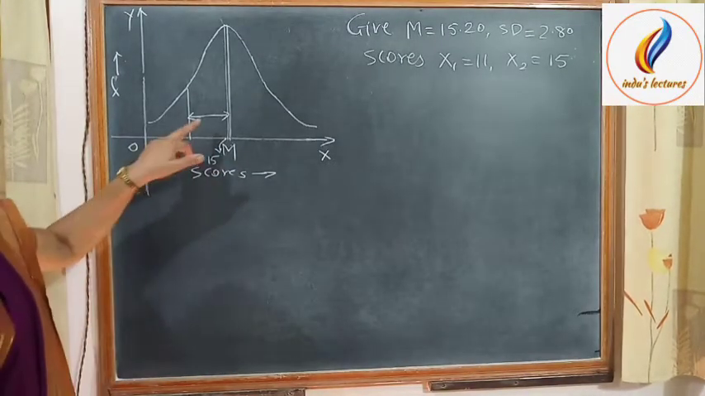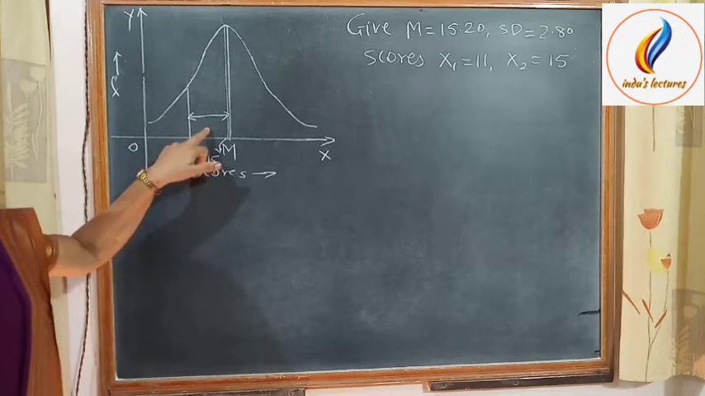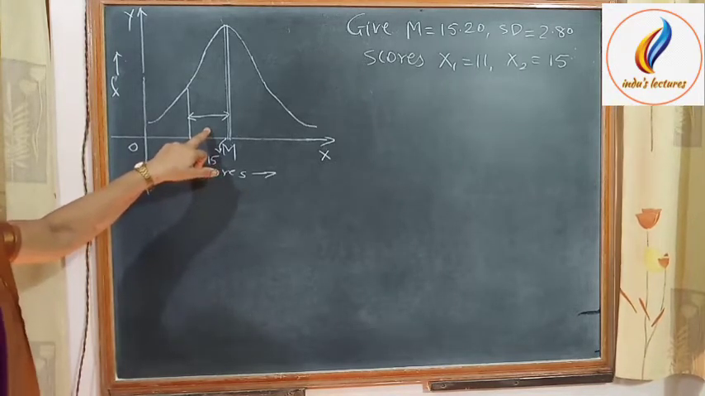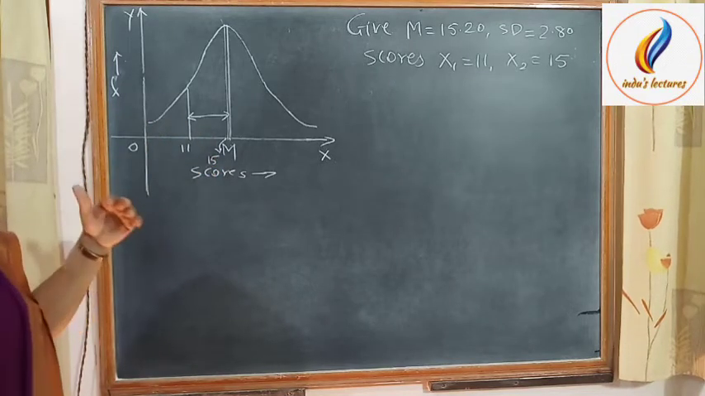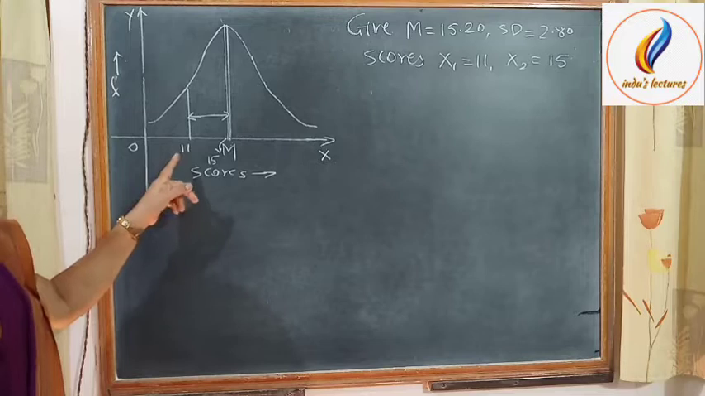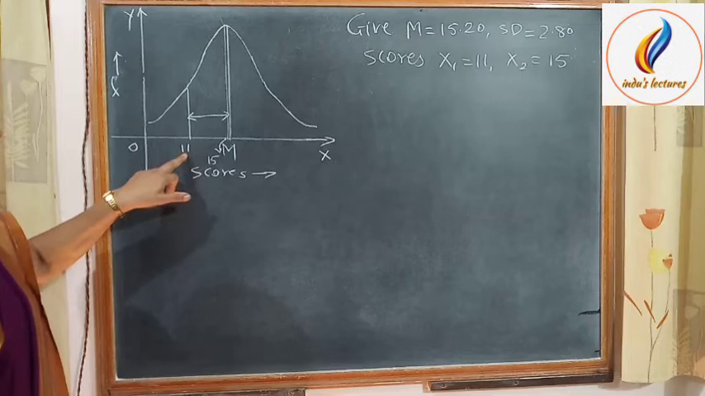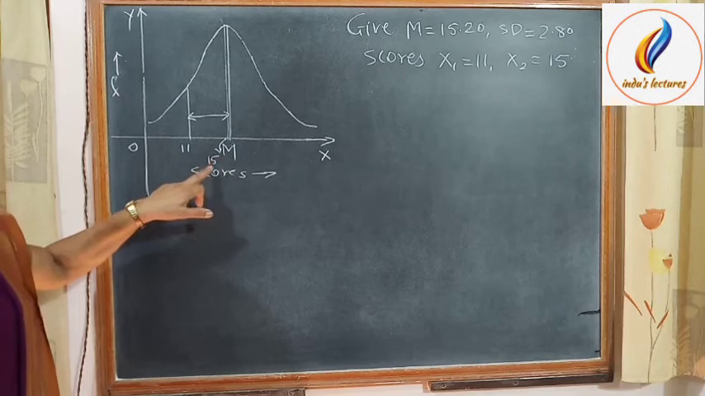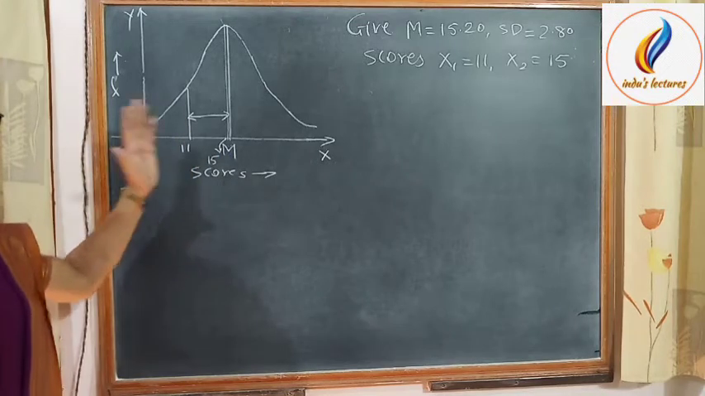That means we have to find this area. For finding the area under the normal probability curve, we use the standard table known as the normal curve table, and in application of the normal curve table we have to convert the raw scores into z scores. So firstly we find the sigma distance of the score 11 from the mean and the sigma distance of the score 15 from the mean. Both scores lie to the left side of the mean.